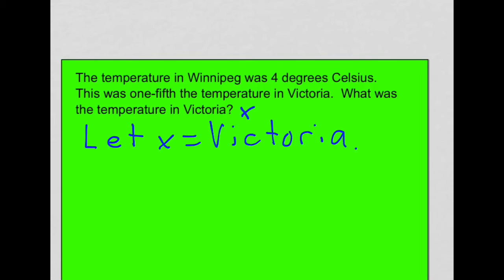This was 1/5 the temperature of Victoria. And we've already said the temperature in Victoria is x. So how would I show 1/5 x? Well, I would take the temperature in Victoria, and to show 1/5 of that, I would divide it by 5 by making a fraction. And 1/5 the temperature in Victoria is the same, or equals, the temperature in Winnipeg, 4. And there's our math equation. X divided by 5 equals 4.